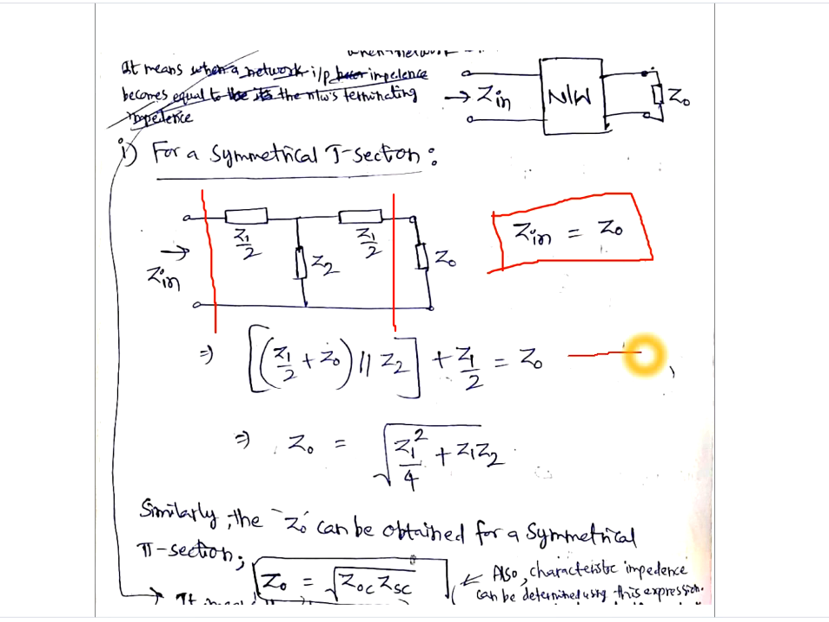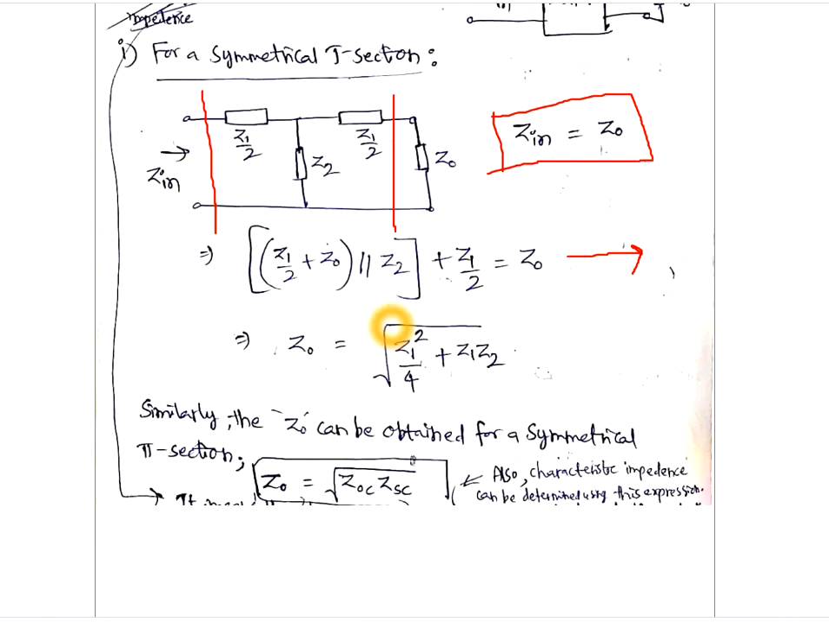Now we have one equation where Z0 is the only unknown. All others are known, because for a given network, the network impedances will be given. Right? Fine. Then what is Z0 here? Z0 is equal to the square root of Z1 square by 4 plus Z1 Z2. After simplifying this, you can easily get this Z0, right? Similarly we can even determine Z0 for a pi section. So this is based on the definition of Z0.